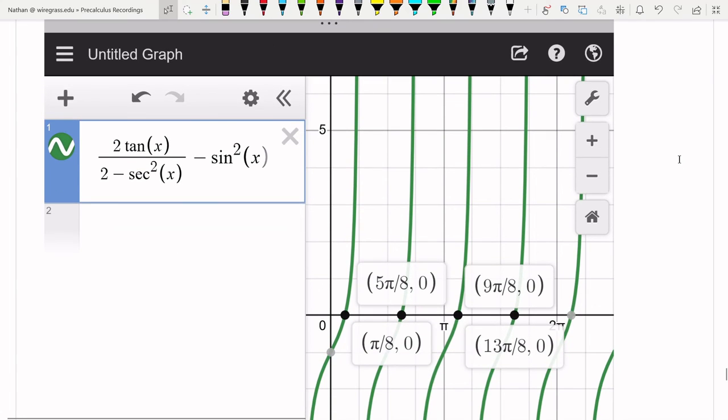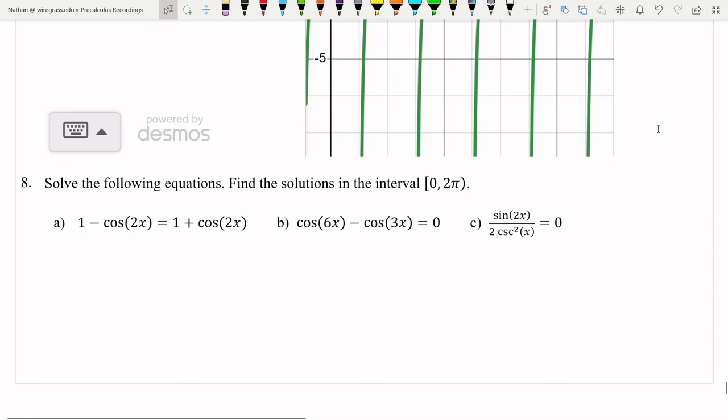So really use graphing utilities to help you solve these things, but also trig identities will help you as well. Give it a try in number 8.